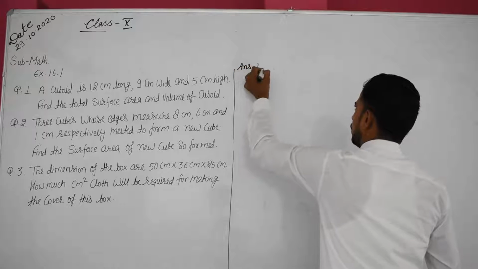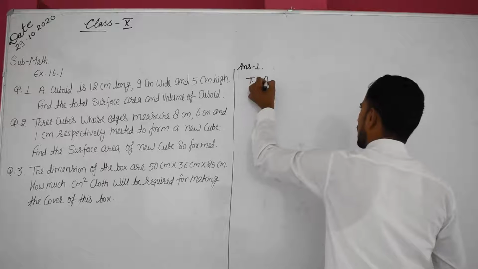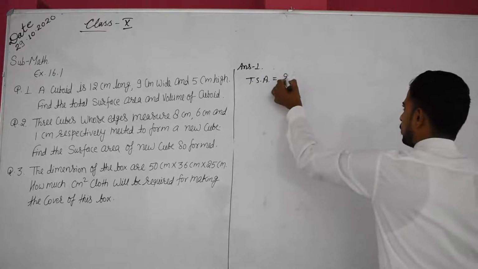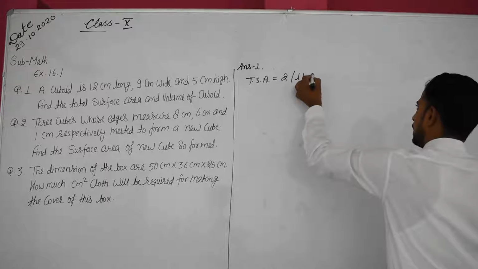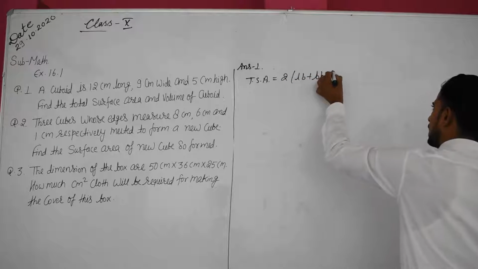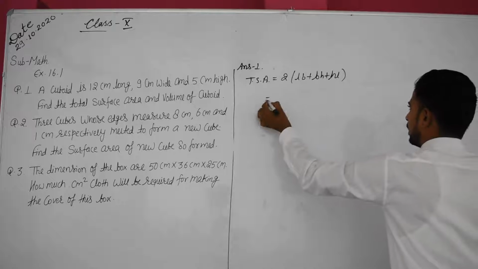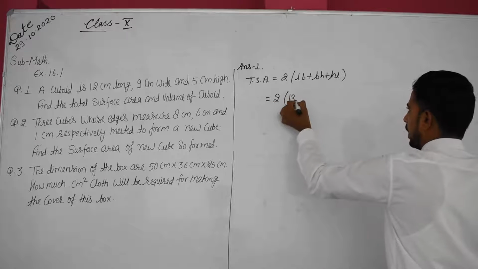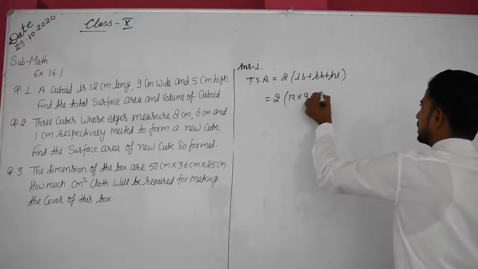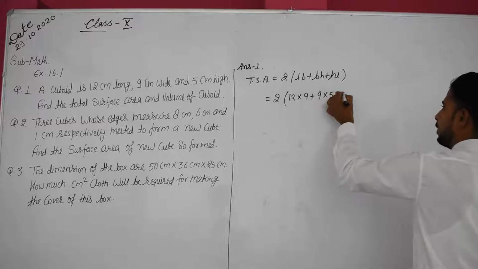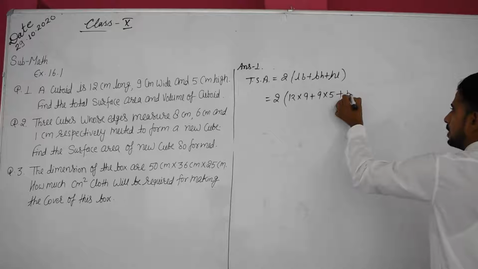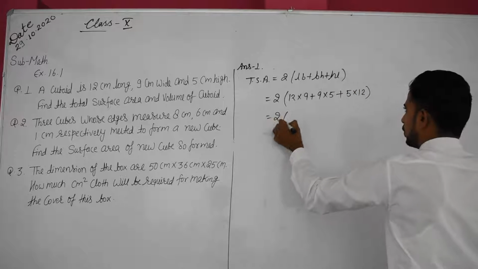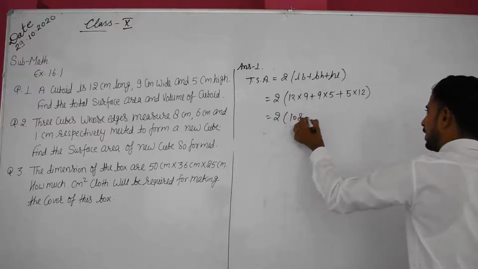Solution first. In solution first, the total surface area of a cuboid is equal to, the formula of the total surface area of a cuboid is 2 into (LB plus BH plus HL). Then 2 into L means 12 multiplied by B means 9, plus B 9 into H 5, plus H 5 into L 12.